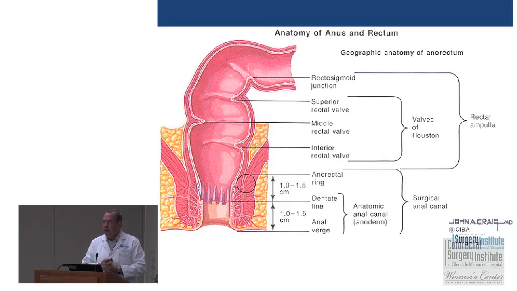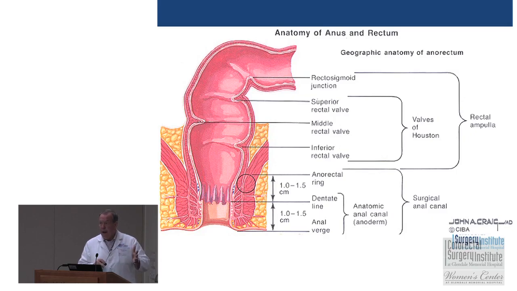The other is it needs to be compliant. That means as it fills up, it can't generate high pressures. The pressures have to be kept low. This is a feature that's true for other reservoirs as well, such as the bladder, or the stomach, or the gallbladder. Those are all storage areas or reservoirs in your body. They all have the same features. They have capacity and they have compliance. That means as they stretch, they don't generate a high pressure.